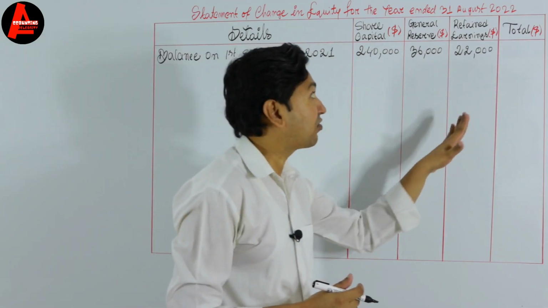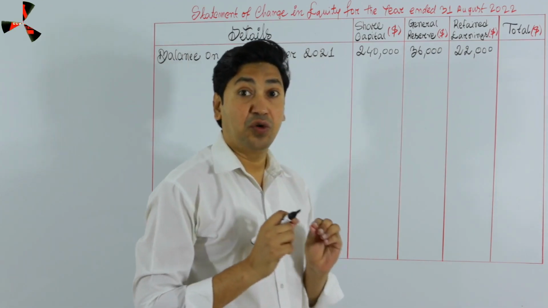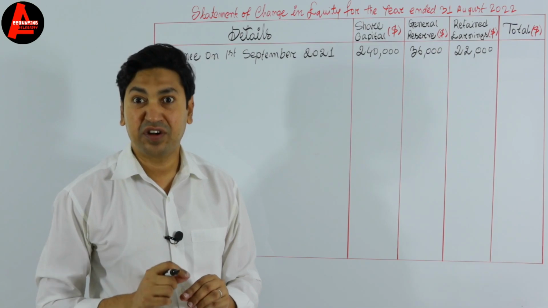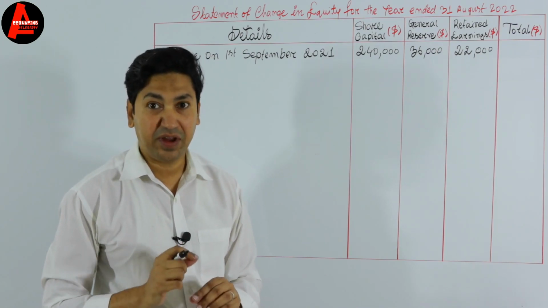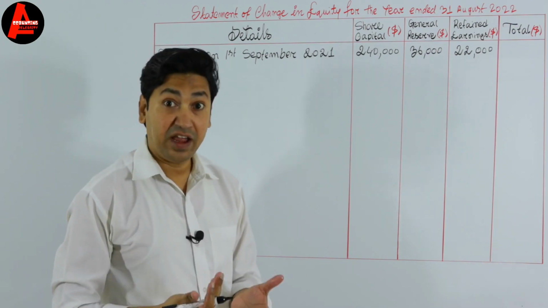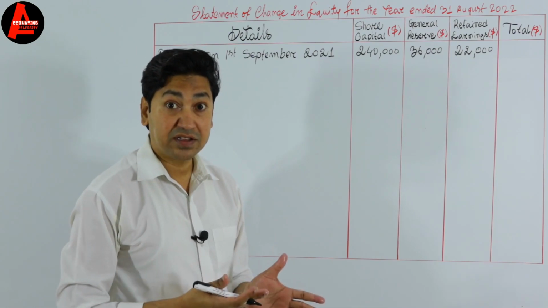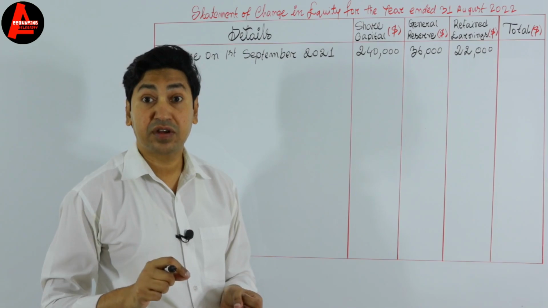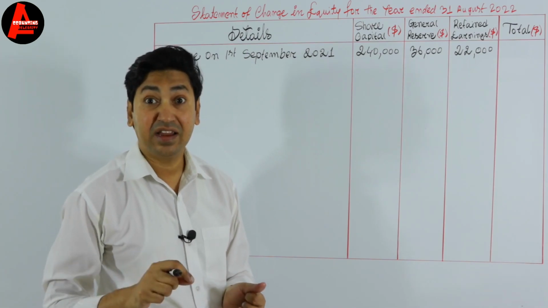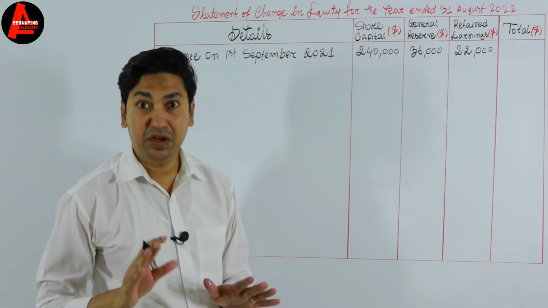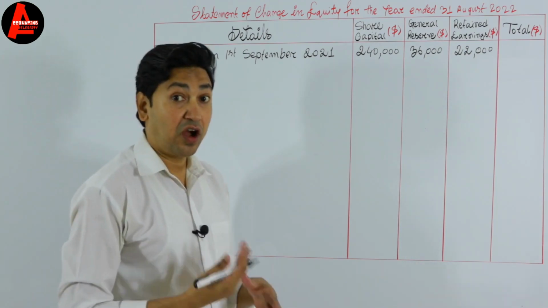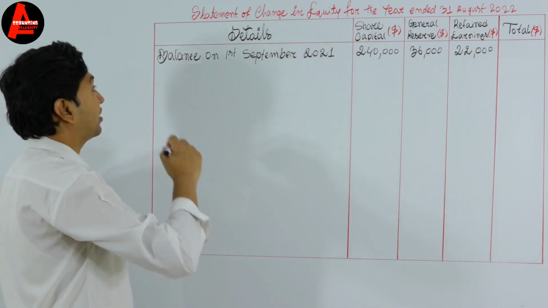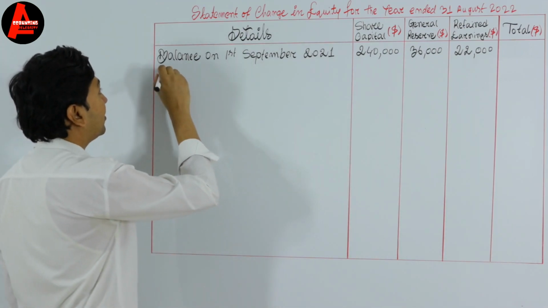So how to calculate retained earnings? With the opening balance of retained earnings, we need to add profit for the year. It will be given in the question. Then from this balance we need to subtract transfer to general reserve, proposed dividend and interim dividend if we have them in the question. So first of all we need to write profit for the year.